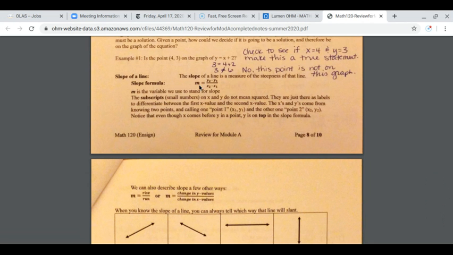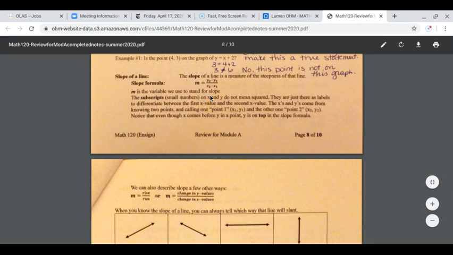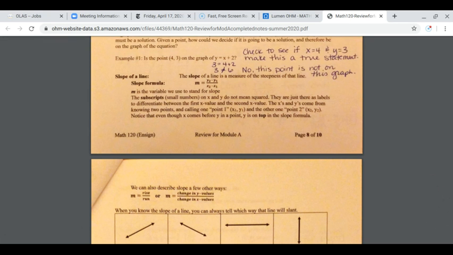Slope. So slope of a line is how steep that line is. Here's our slope formula, y2 minus y1 over x2 minus x1. Notice it's not y squared and x squared, okay? It's just little labels to show I have 1 point, I'm going to call it x1, y1. I have another point, I'm going to call it x2, y2. It doesn't matter which point I call what, and I'm going to subtract those.